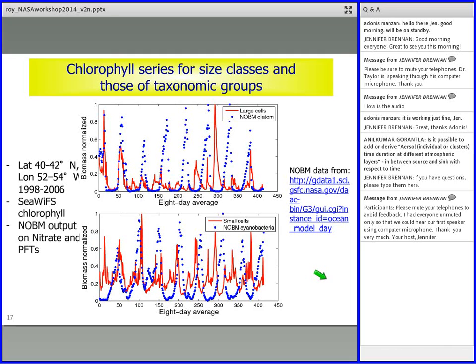So this result suggests that when we estimate the chlorophyll concentration strictly based on size, it may or may not match those with a given taxa. And this result can be understood from the fact that sometimes these taxa may appear as large or small cells. Diatoms are known to appear in varying cell size.